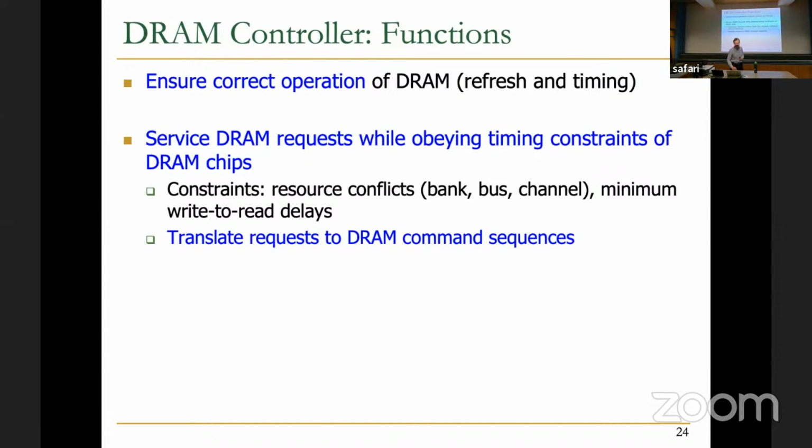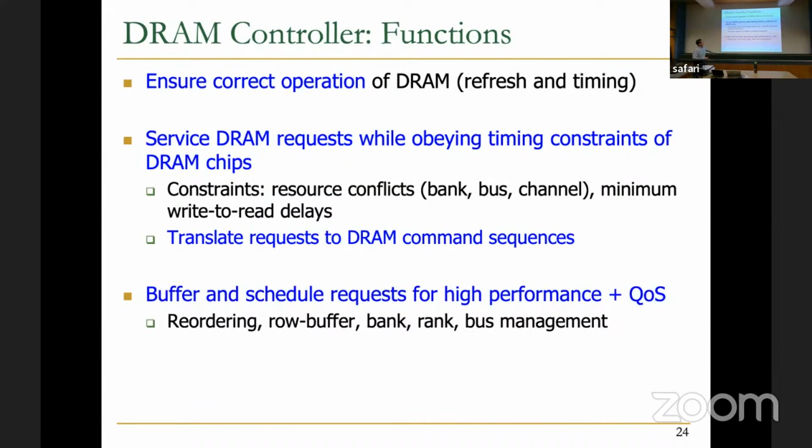And also the controller needs to translate requests to DRAM command sequences, because when it gets a request from the CPU, for example, the CPU says, I want this address, right? And the DRAM controller should be able to take that address and decide which bank it goes to, which rank it goes to, which memory module it goes to, and then basically convert it to command sequences like I need to do a precharge, I need to do an activate, I need to do a read or multiple reads so that I can get the data that this device is requesting.